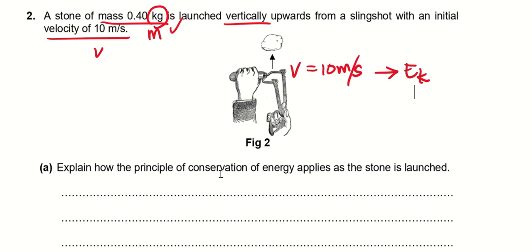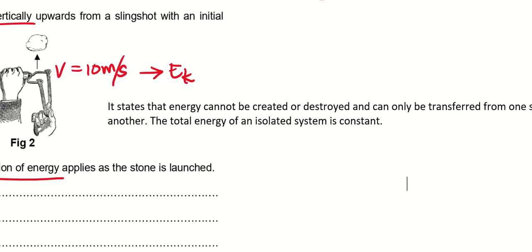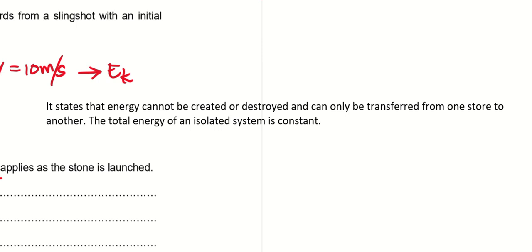Okay, so part A, explain how the principle of conservation of energy applies as the stone is launched. So principle of conservation of energy is a definition or principle that you need to memorize. Okay, so it is, let me write it here. So this is the principle of conservation of energy. It states that energy cannot be created or destroyed and can only be transferred from one store to another. Okay, the next sentence is also important. The total energy of an isolated system is constant.